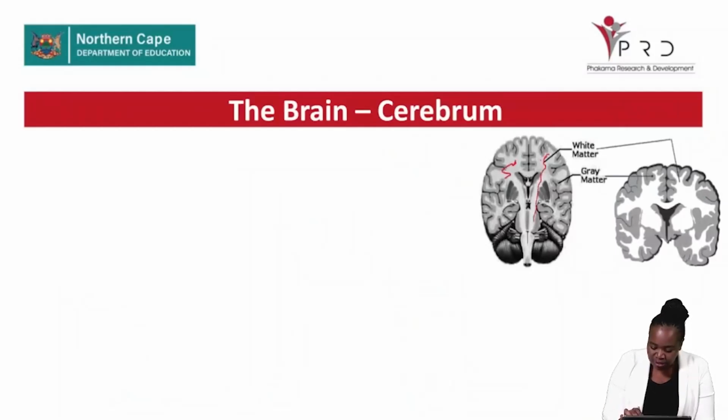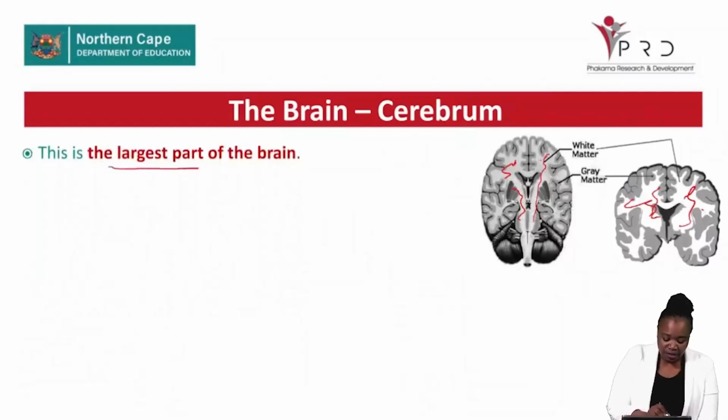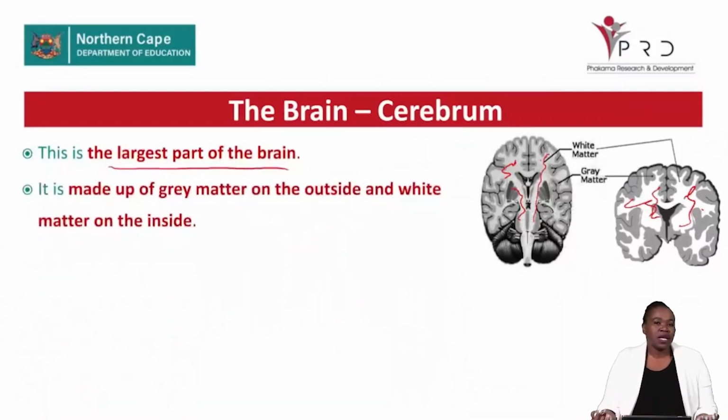As we can see, the inside is more white than the outside, and then it is made up of gray matter on the outside. White matter on the inside and gray matter on the outside, right? The cerebrum is the largest part of the brain. As you can see when we are looking at the structure, it is the largest part. It is then also made up of the cerebellum and the medulla oblongata.